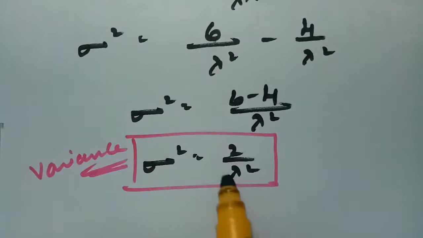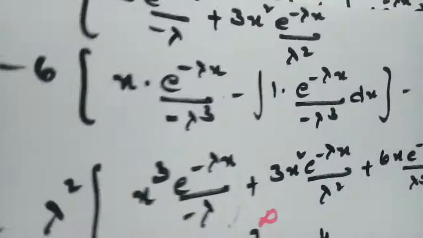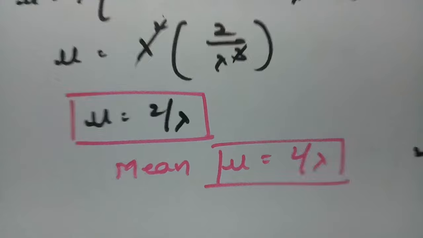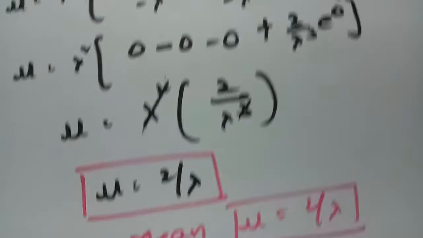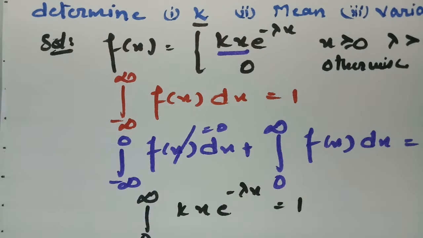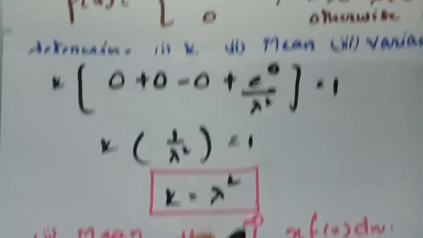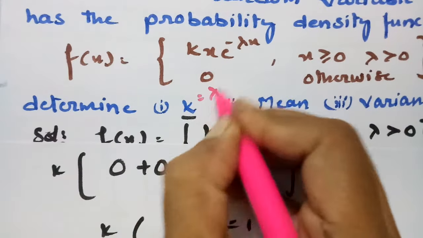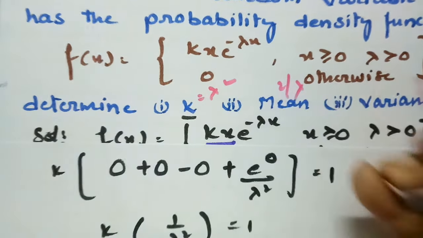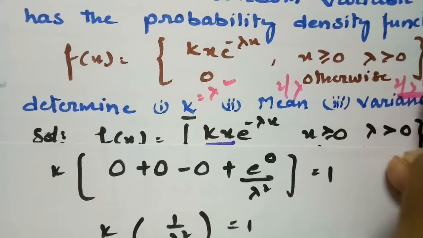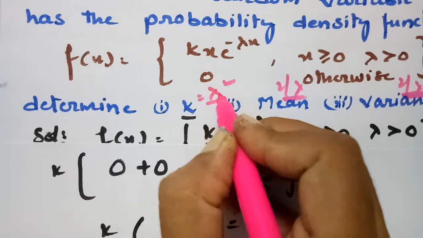Therefore we got the variance as 2 by lambda square, and we got the value of mean as 2 by lambda, and again we got the value of k as lambda square. See, these are all the values. So we got k value as lambda square, mean value as 2 by lambda, and the variance value as 2 by lambda square. So this is also a most important question.